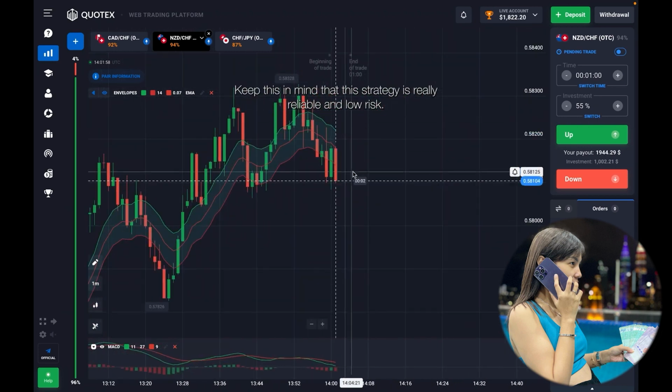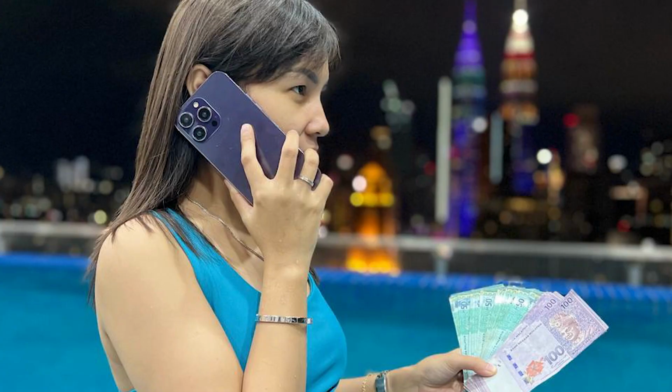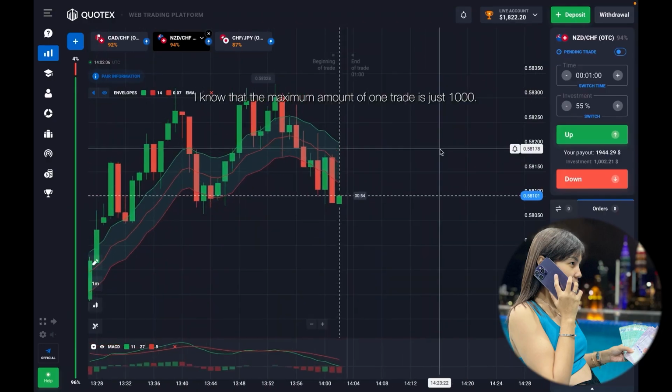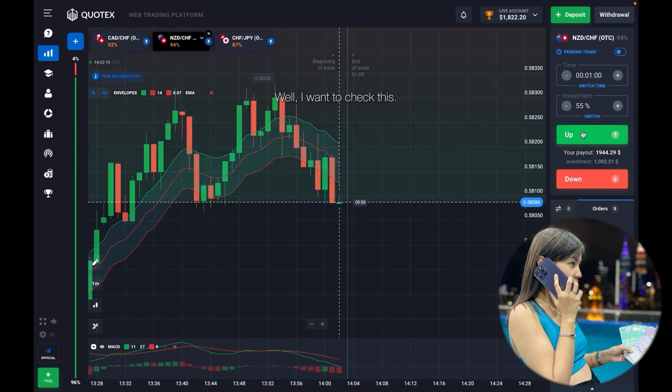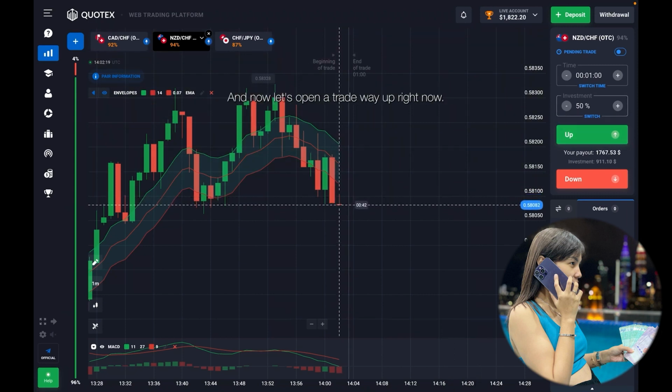Keep this in mind that this strategy is very reliable and low risk. So look, 55% of my wallet in my investment, but will it be possible to trade on Quotex with more than $1,000 in one deal? I know that the maximum amount of one trade is just $1,000. So I want to check this. Okay, no, so I have to decrease the investment, and now let's open a trade way up right now.